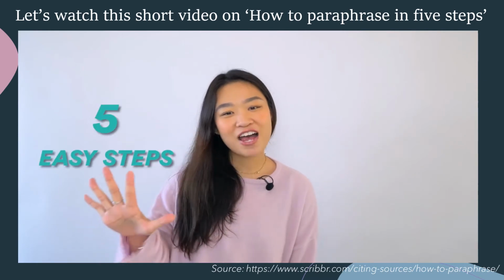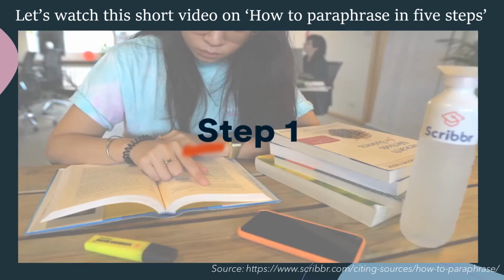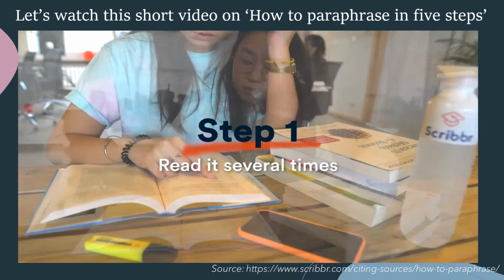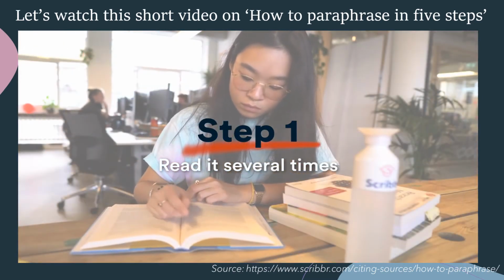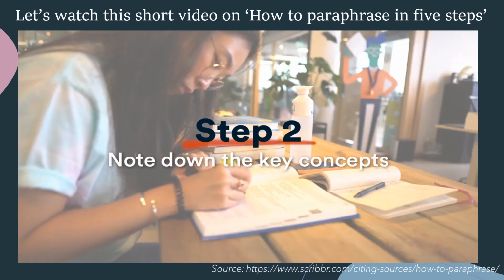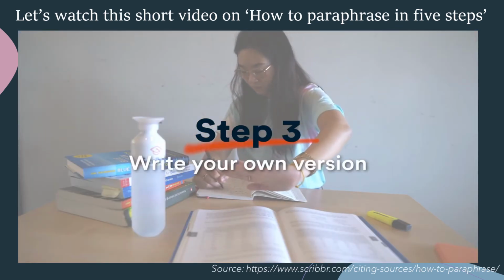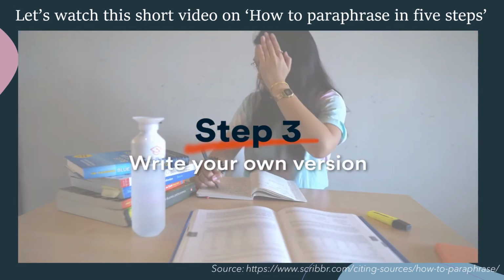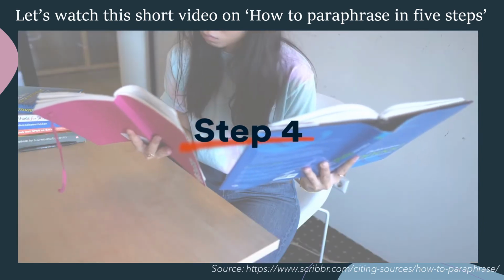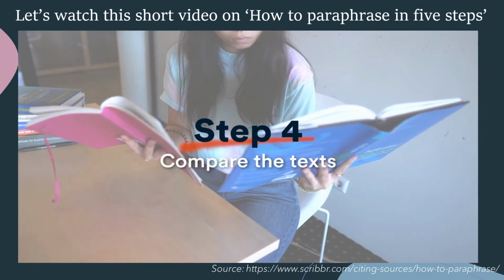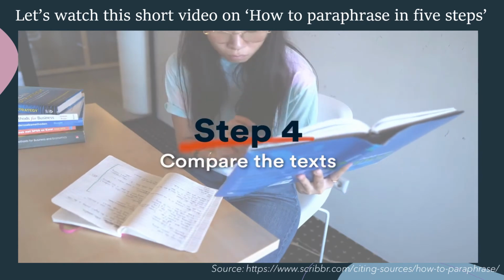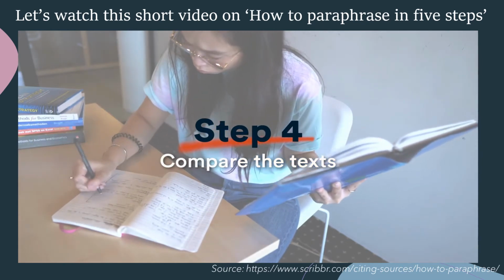Here are 5 easy steps to paraphrasing. Step 1. Read the passage several times to fully understand the meaning. Step 2. Note down the key concepts. Step 3. Write your version of the text without looking at the original. Step 4. Compare your paraphrased text with the original one, and if you find phrases too similar, make changes.